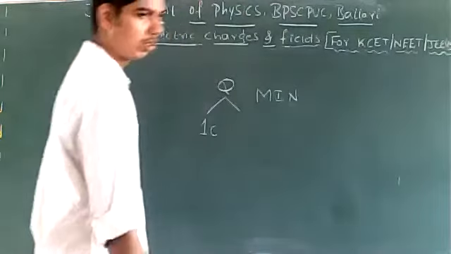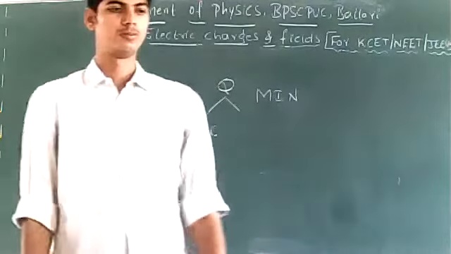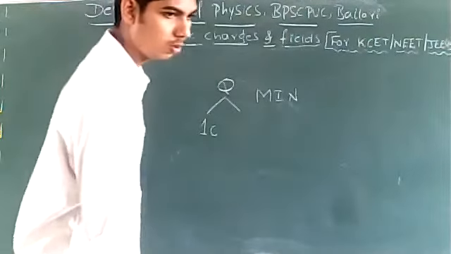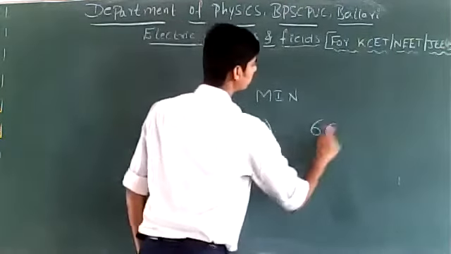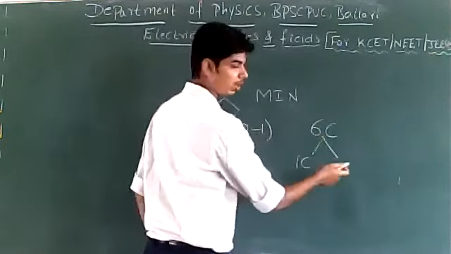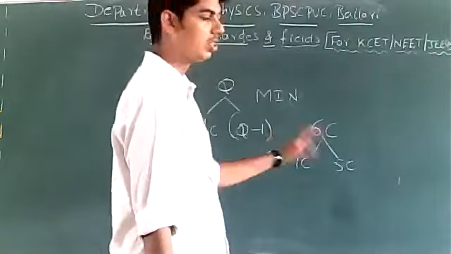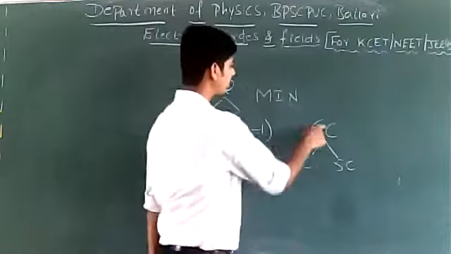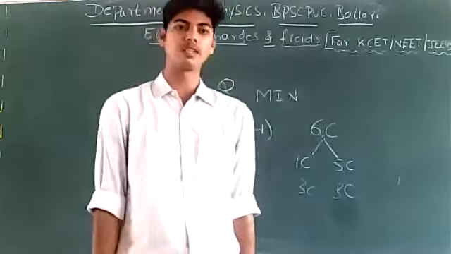One coulomb, and what will the other part be? One coulomb and Q minus 1 coulomb. Suppose 6 coulomb is there. If you divide this charge into 1 coulomb and 6 minus 1, 5 coulomb, if you divide this way you will get minimum force between these two charges. If you divide this 6 coulomb into 3 coulomb and 3 coulomb, you will get maximum force between them.